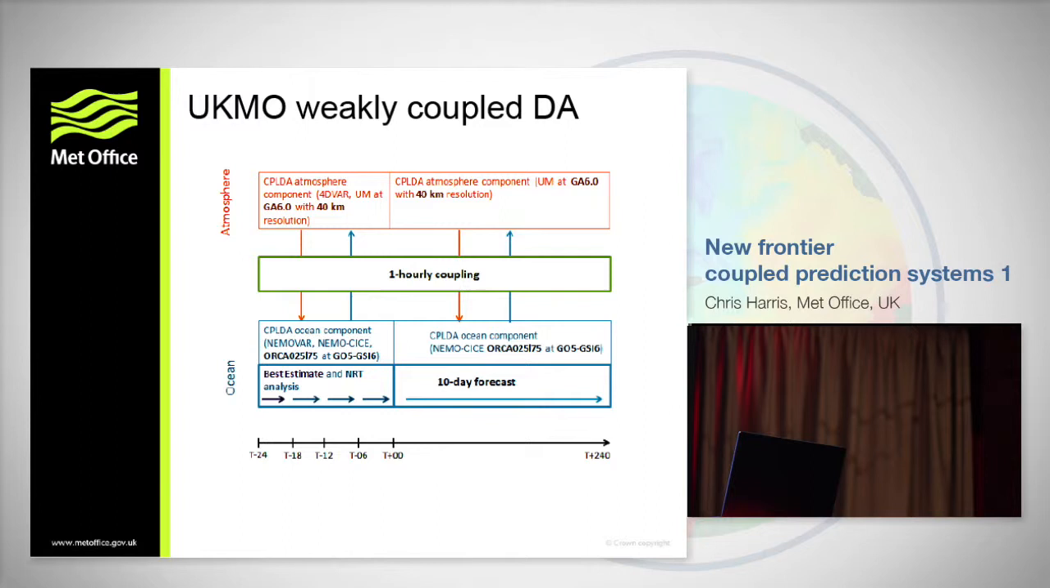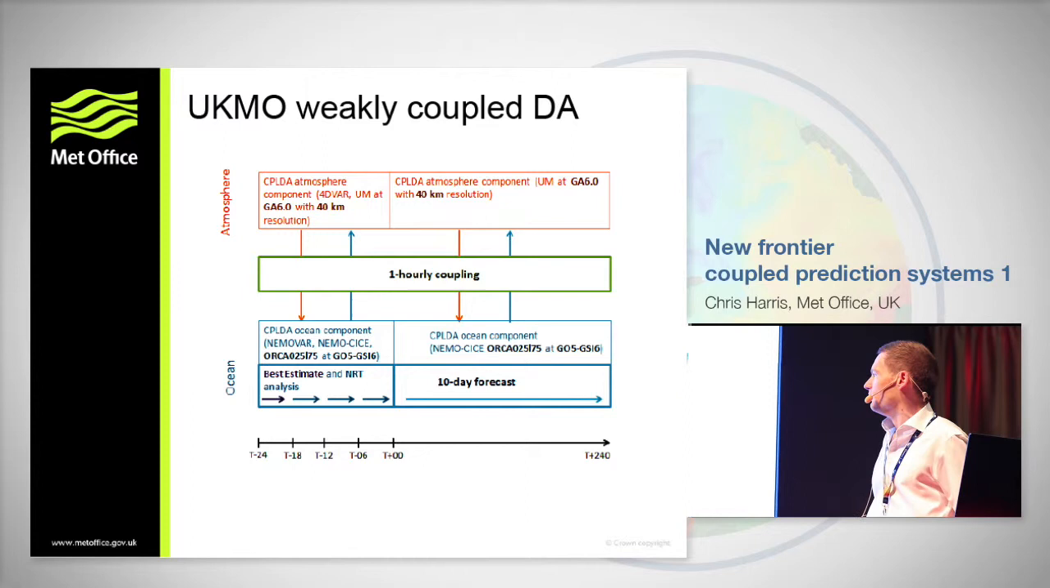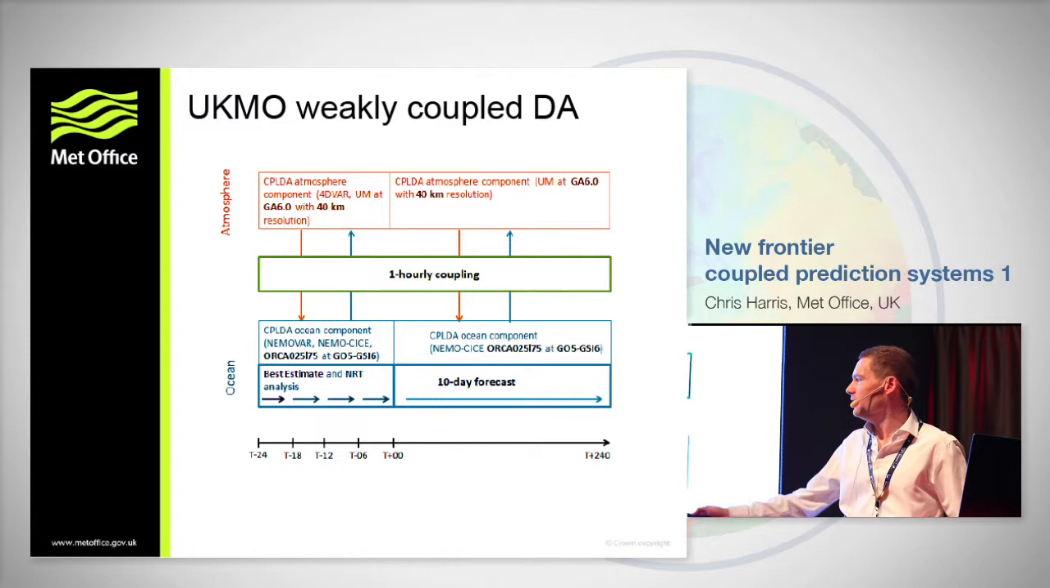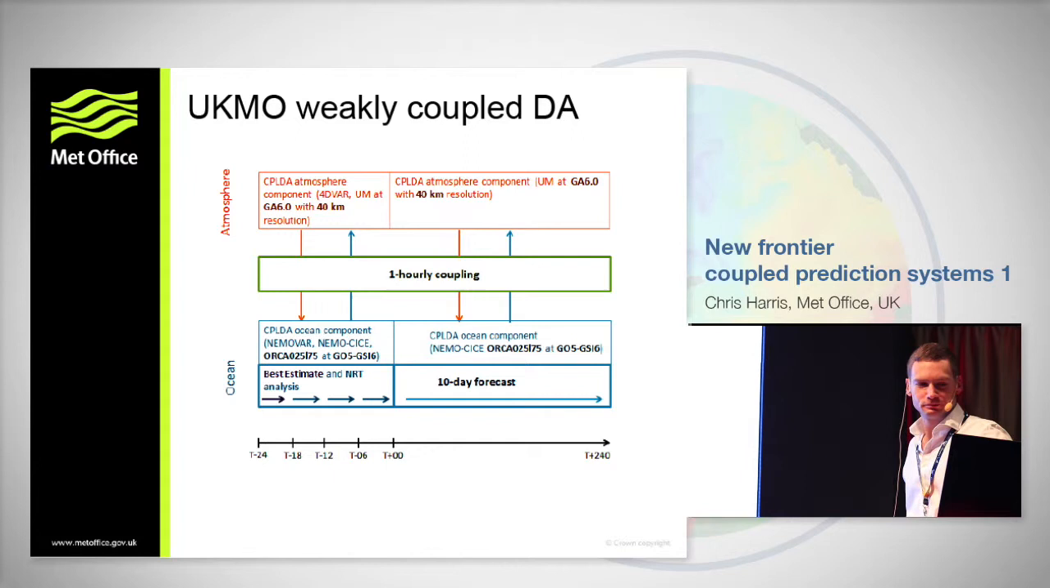And so we run these analysis cycles, and I showed a schematic of the operational system in my previous talk. So we run 6 hour analysis cycles to match the atmosphere analysis window. So that's what's indicated here. And then we initialize the 10-day forecast, which is using exactly the same system as far as the science is concerned. So we have no initialization adjustments between those two systems.